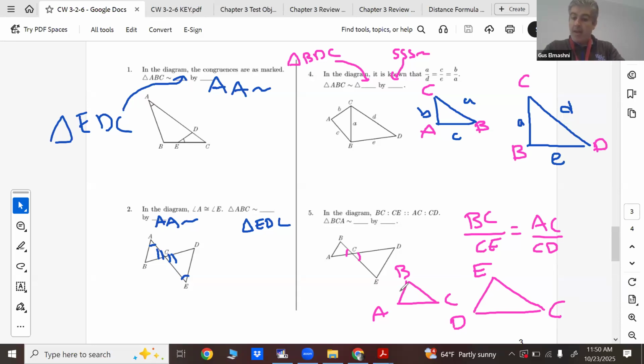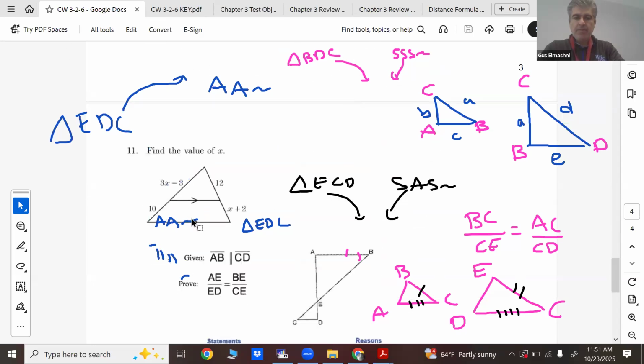Hold on a sec. Yeah, you got it. Good work. Correct. So BC and EC line up, and AC and DC line up. And they share the angle here. Yes, good job, everybody. So BCA same as ECD. Yep. So you want to line it up correctly. And that's going to be SAS similarity.